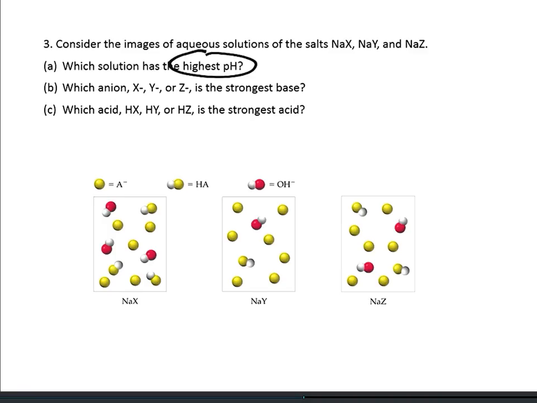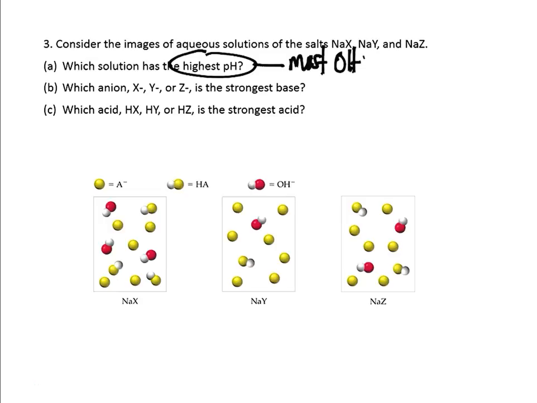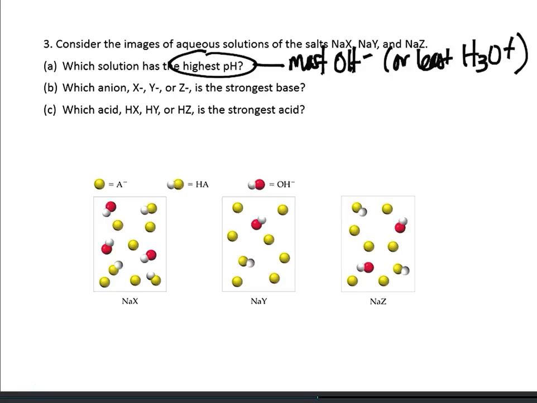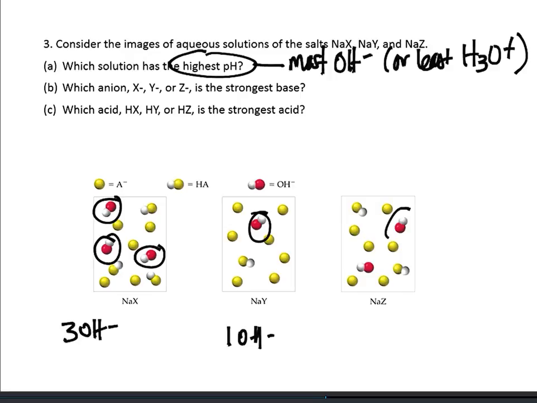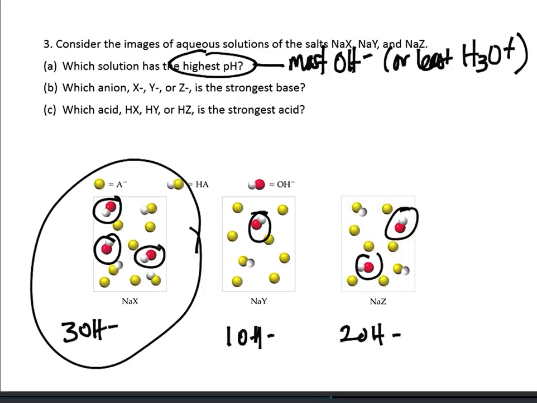Number 3, consider the images below. We're going to figure out which one has the highest pH. So the highest pH is going to be the one with the most hydroxide or the least amount of hydrogen ion. In this case, there is no hydrogen ion shown, it's only hydroxide because that's what's in excess. So we have 3 hydroxides in the X- solution. We have 1 hydroxide in the NaY solution, and we have 2 hydroxides in the Z- solution. Therefore, the one with the highest pH is X-, or NaX. Sodium is just a counter ion here. It's just a spectator ion.